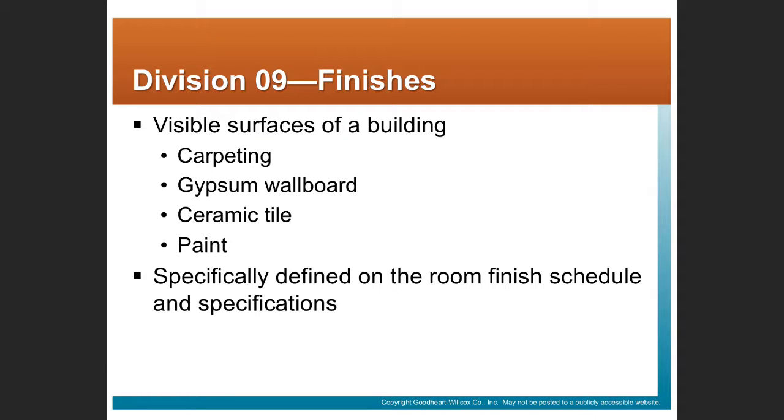Let's go to Division 9, finishes. Finishes are the surfaces, visible surfaces on the inside of the building. Right, the carpeting, the wallboard, tiles, paints. Typically those finishes will be spelled out in a room finish schedule or in the specifications.